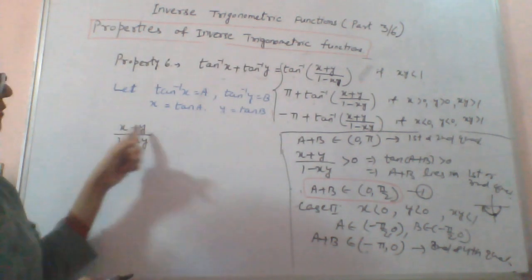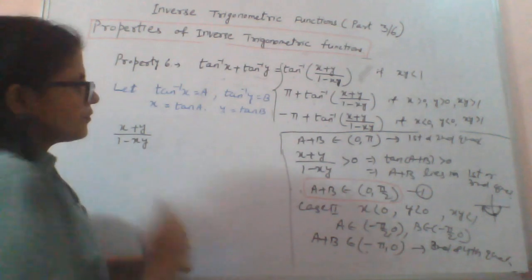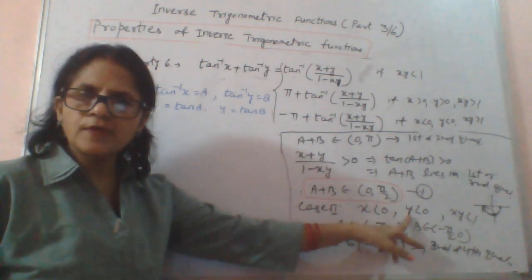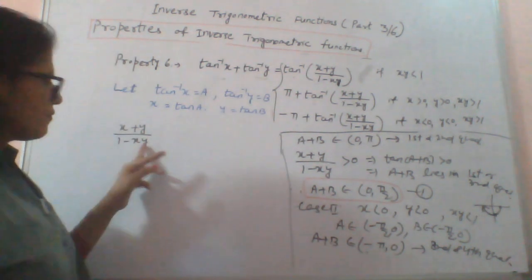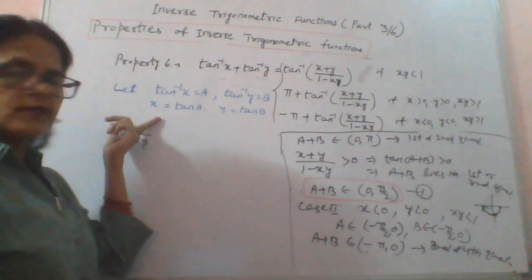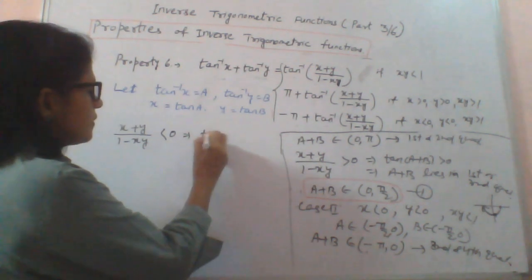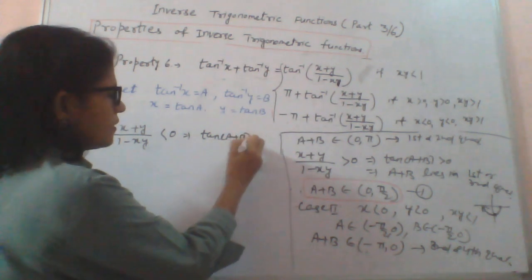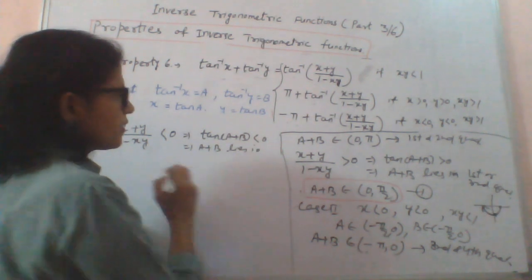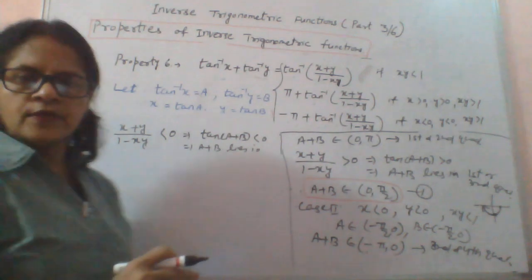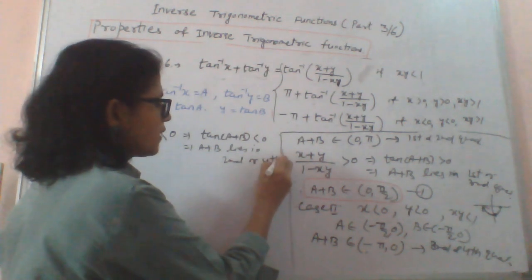So what will be the sign of (x plus y) by (1 minus xy)? We have to check it. We have taken x negative, y negative. So x plus y will be negative. xy less than 1 means 1 greater than xy, means 1 minus xy greater than 0. So the numerator is negative, the denominator is positive, so this is less than 0. This implies tan(a plus b) is negative. It means a plus b lies in which quadrant? It will be either in the second quadrant or the fourth quadrant.